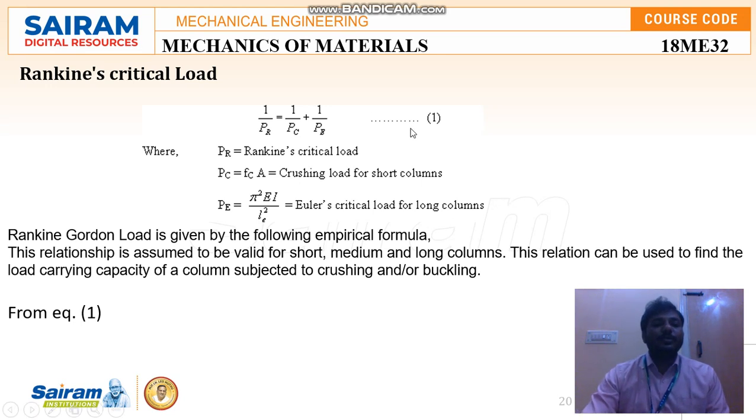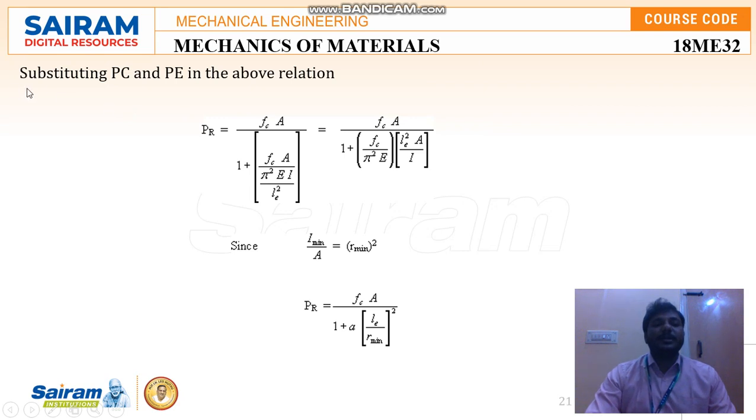So by comparing the relationships between these equations, the Rankine-Gordon formula is derived to find the relationship between the Rankine critical load, the crushing load for a short column and Euler's critical load for a long column. All this we can find by using the relation mentioned. By substituting Pc for the short column and Pe for the long column into PR, Rankine's load, we got an equation.